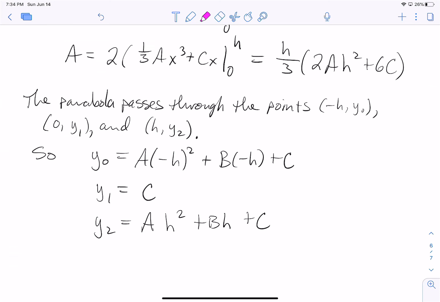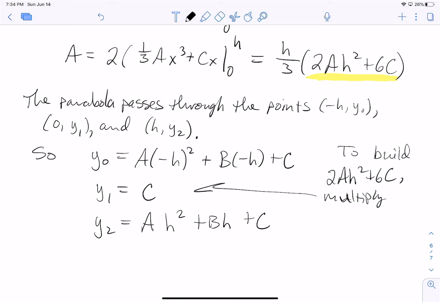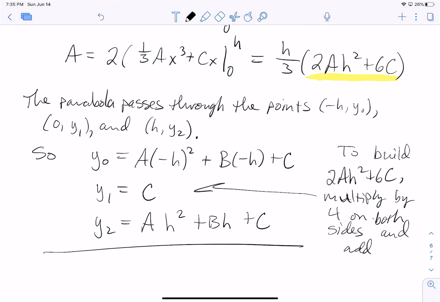Now at this point, I'll tell you that we're going to build the expression 2ah squared plus 6c that we came up with by integrating, using these equations that we just wrote down. To build the expression 2ah squared plus 6c, we're going to multiply the second equation that we're looking at, y1 equals c, by 4 on both sides, and then add these equations together.